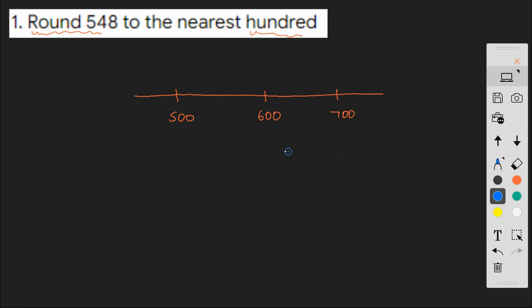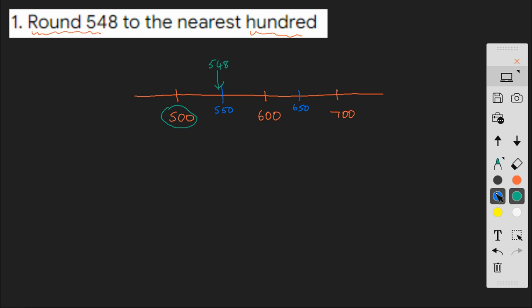Let's have a think about where our number 548 is. Well, halfway between 500 and 600 is 550. Halfway between 600 and 700 is 650. So our number 548 is just this side of 550. So we can see that it's actually physically nearest 500. And as the numbers pass 550, they would become nearest 600.